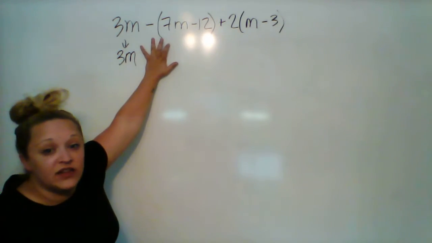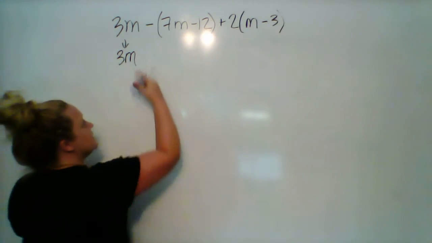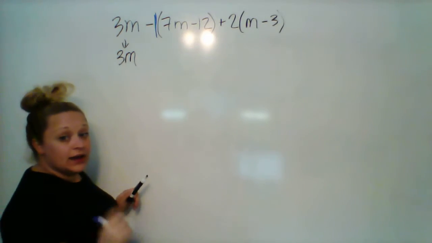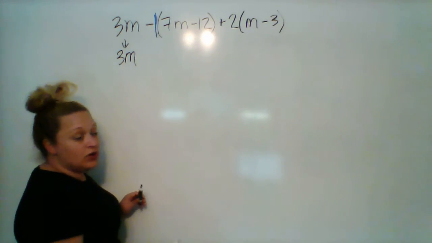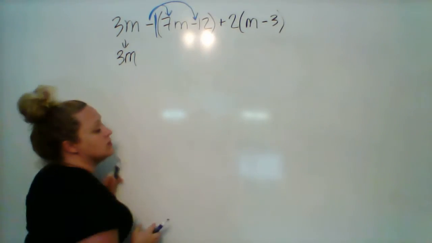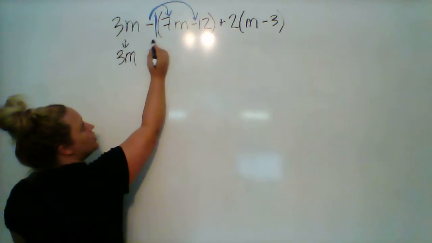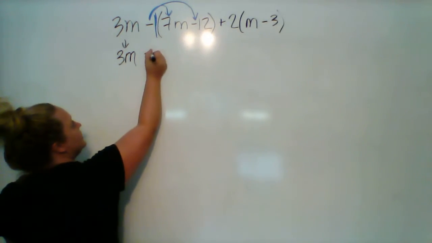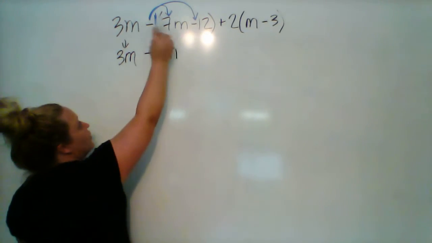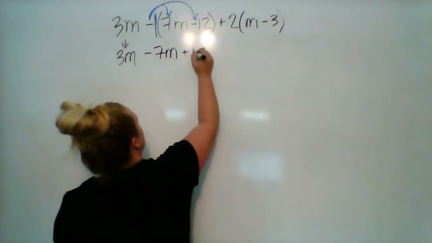Here I have a negative parentheses. Well, there's not really such a thing as a negative parentheses. What it is, it's an invisible 1. So it's actually a negative 1 times what's inside the parentheses. So we're going to draw our arrow. Okay? So now I have negative 1 times positive 7. That gives me negative 7m. I have negative 1 times negative 12. Well, a negative and a negative make a positive.